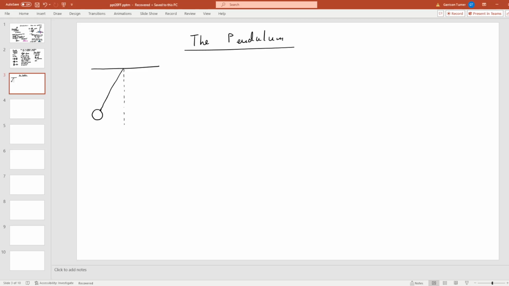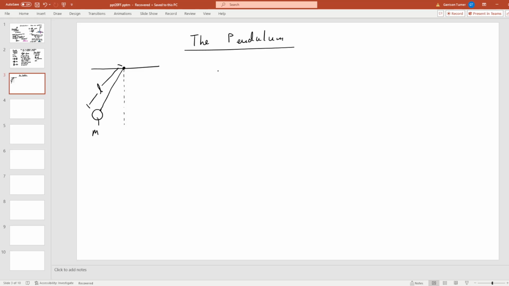We now turn our attention to the simple pendulum. And for the simple pendulum, there are going to be a few assumptions. Okay, now first things first, a pendulum that we're going to describe is that of a mass M suspended by a length of string L from some frictionless support.